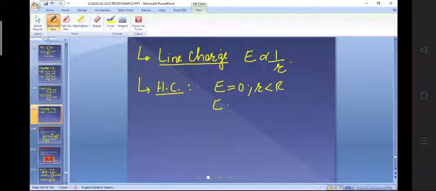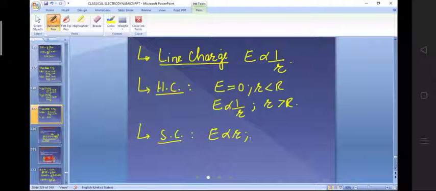And outside again it's proportional to 1 divided by R, as if the whole charge is concentrated on the axis of the wire. Okay, outside it behaves like a line charge. Then next, there can be a uniform solid cylinder. In case of a uniform solid cylinder, the electric field inside is directly proportional to R, when small r is less than capital R, and outside it is proportional to 1 divided by R, when small r is greater than capital R, that is outside.